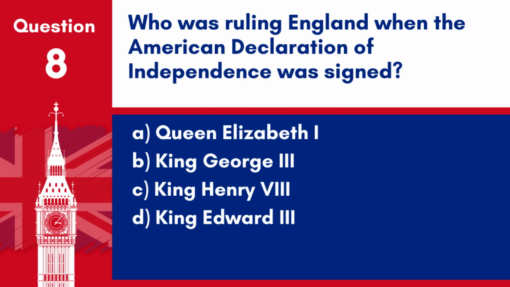Question 8. Who was ruling England when the American Declaration of Independence was signed? A. Queen Elizabeth I. B. King George III. C. King Henry VIII. D. King Edward III. Answer. B. King George III. King George III was the monarch of Great Britain during the signing of the American Declaration of Independence in 1776.